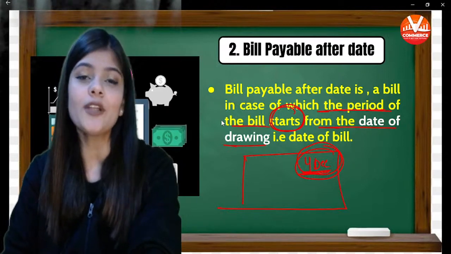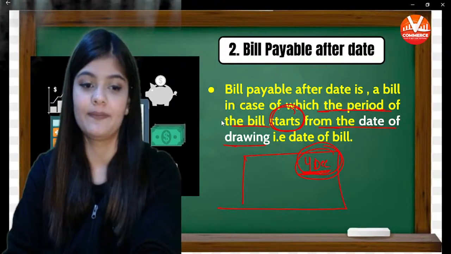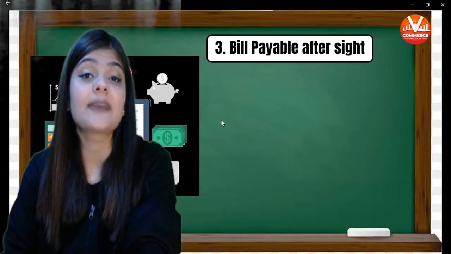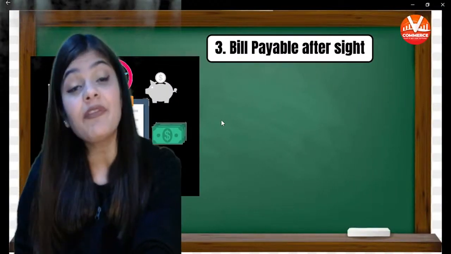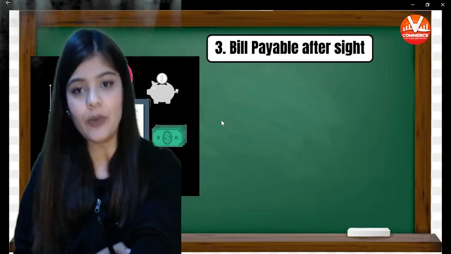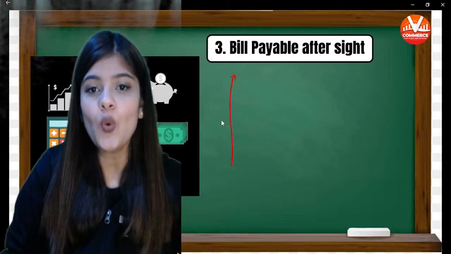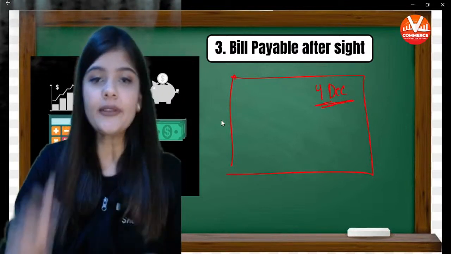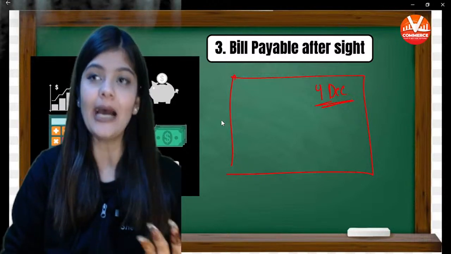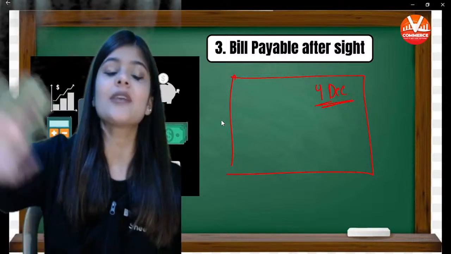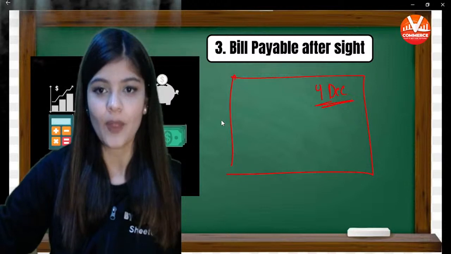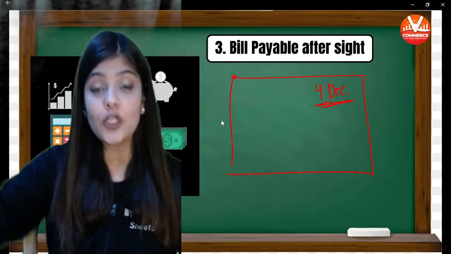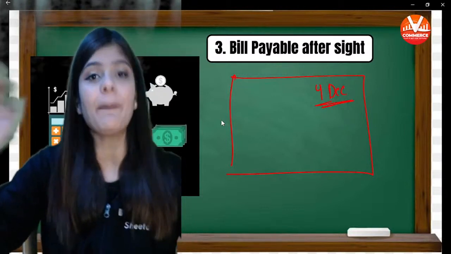Now coming on to the next one. The next we have is bill payable after sight. अब बिल हमारा ड्रॉ हुआ था 4th of December को. 4th December को मैंने बिल बनाया और मैंने अंकित के पास, ड्रॉई के पास भेज दिया. On 4th December I have drawn the bill and I have sent it to the drawee for acceptance.